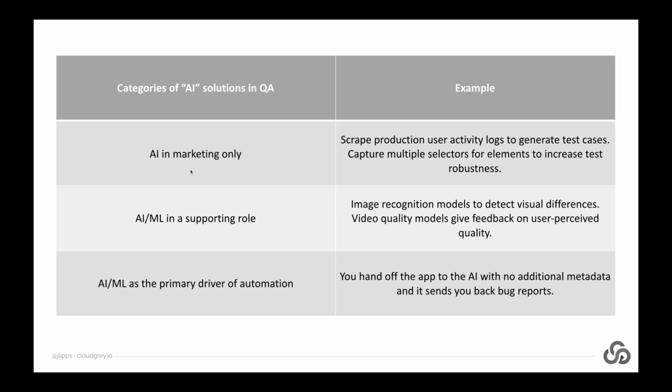So then, I already gave examples of AI and machine learning in a supporting role. Again, image recognition models helping to detect visual differences, or video quality models giving feedback on quality from a sort of human perspective. And again, the last category, basically the only way it works is you just give the AI your app and it gives you back bug reports. That's kind of the holy grail for this type.